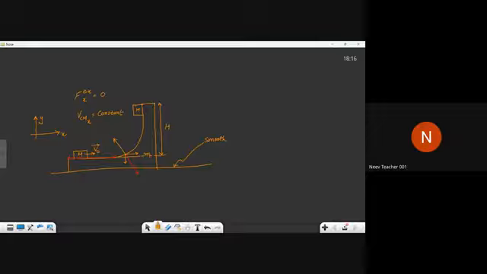And if VCM x is a constant, then can we say that momentum in the x direction will remain conserved? Why? Because there is no external force in the x direction. We get VCM as constant, so momentum in the x direction will remain conserved. This is one statement that I'm making.